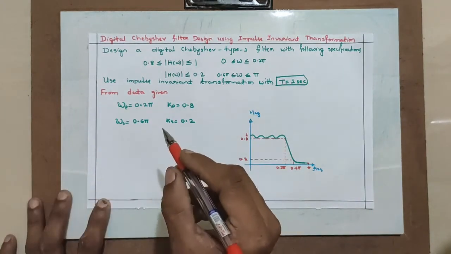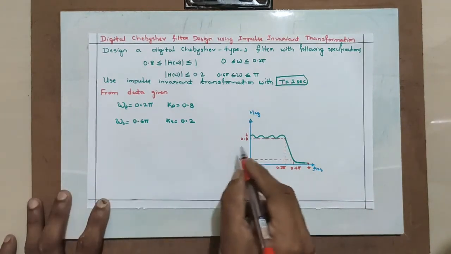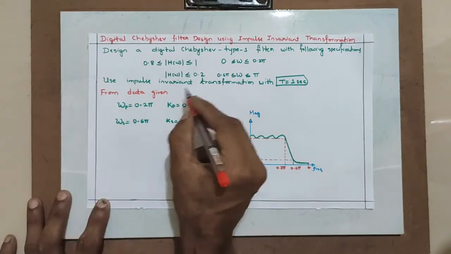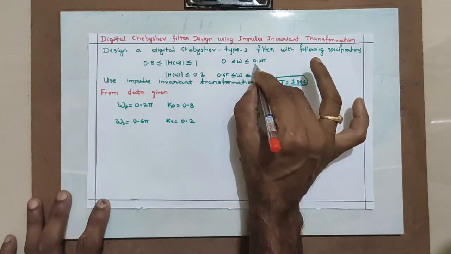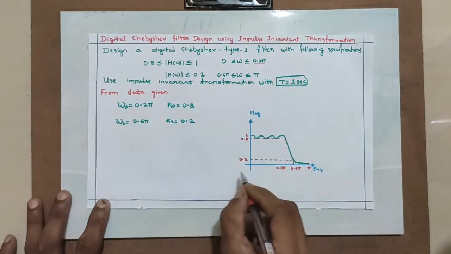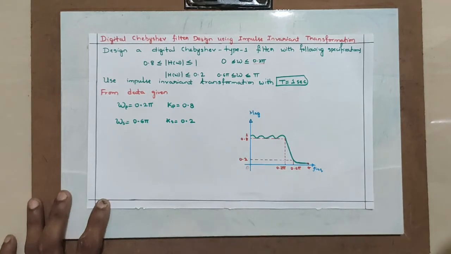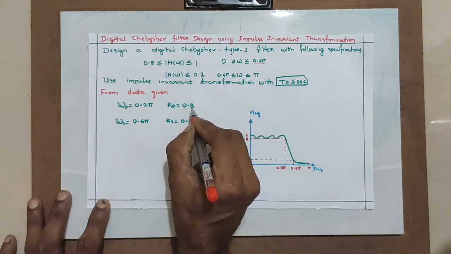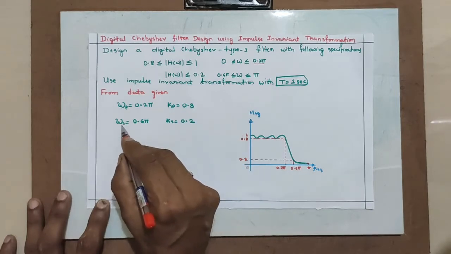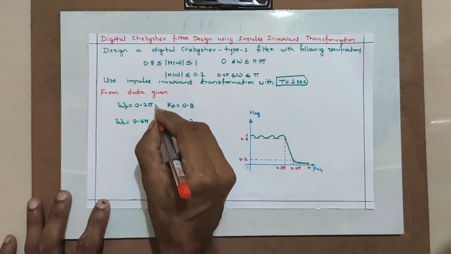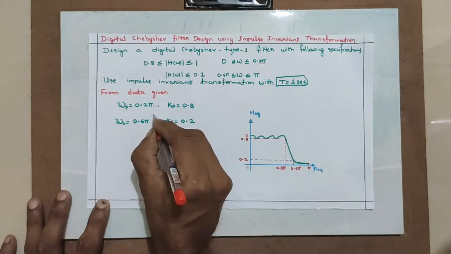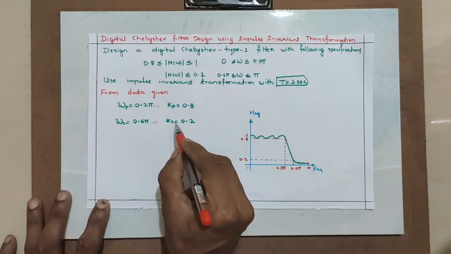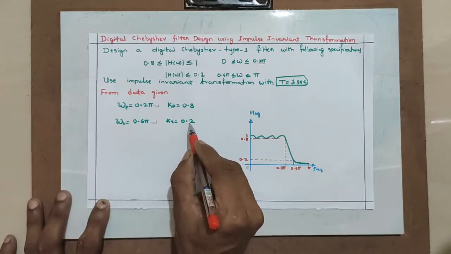Okay. Yes, from given data you have to identify. You can plot this also as well as write it down. Okay, WP is given as 0.2 pi, the passband edge frequency 0 to 0.2 pi, and KP whatever is given, it is 0.8. Please note it is 0.8. Similarly, WS is 0.6 pi. Both are in radians, obviously. Now, KS value corresponding to WS is 0.2.